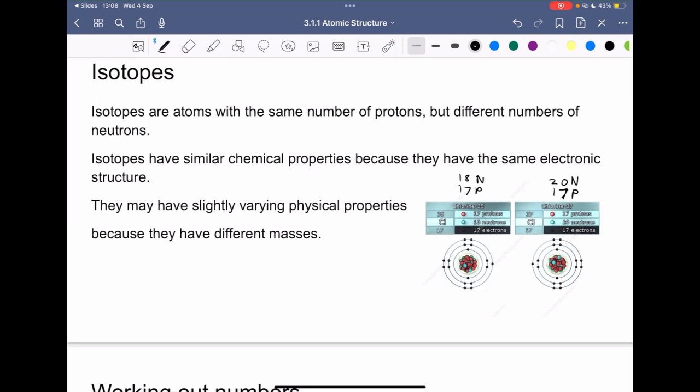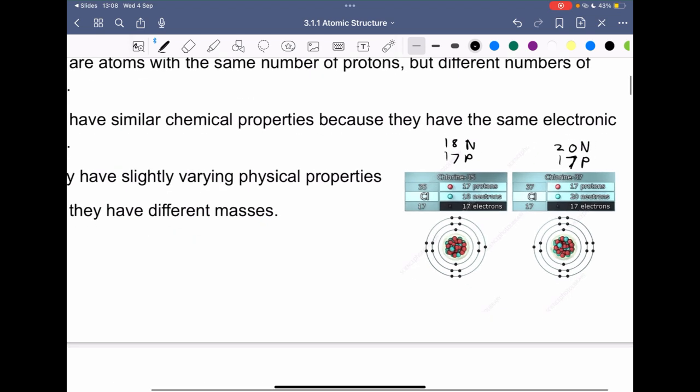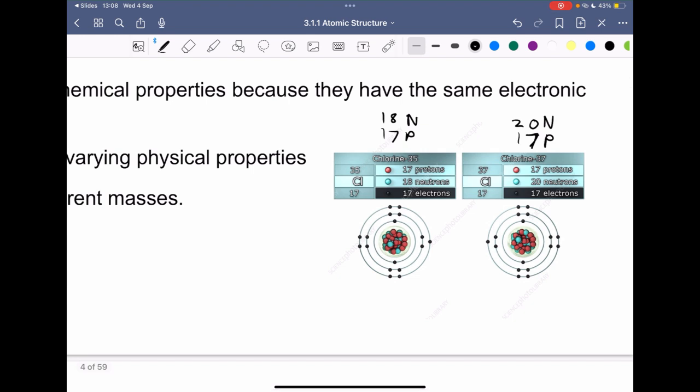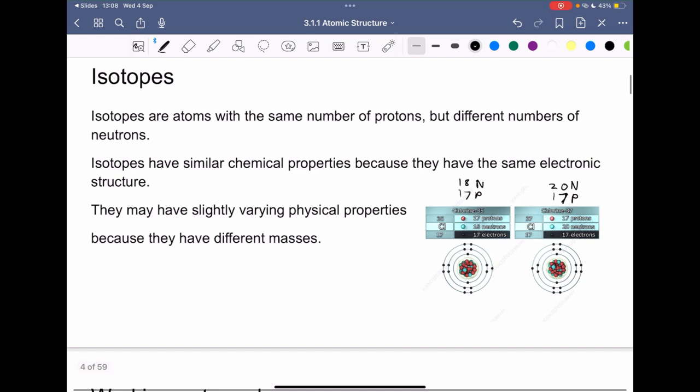Now isotopes have similar chemical properties because they have the same electronic structure. So since they both have 11 electrons, those electrons are going to be arranged in the same way, have the same configuration, and the electron configuration is what decides how it reacts, pretty much. So since they both have the same structure, they're both going to react in the same way. They may have slightly varying physical properties because they have different masses.